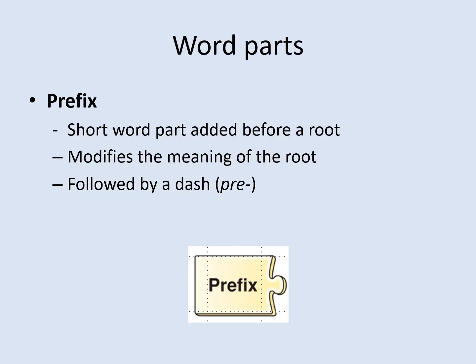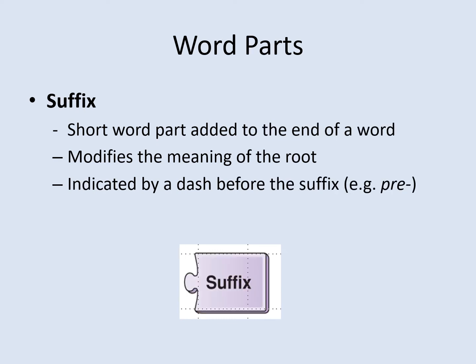Next, we have the prefix. It is a short word part added prior to the root. It modifies the meaning of the root. It can be followed by a dash. And the suffix on the end of the word is a short word part added to the end of a word, and it modifies the meaning of the root.